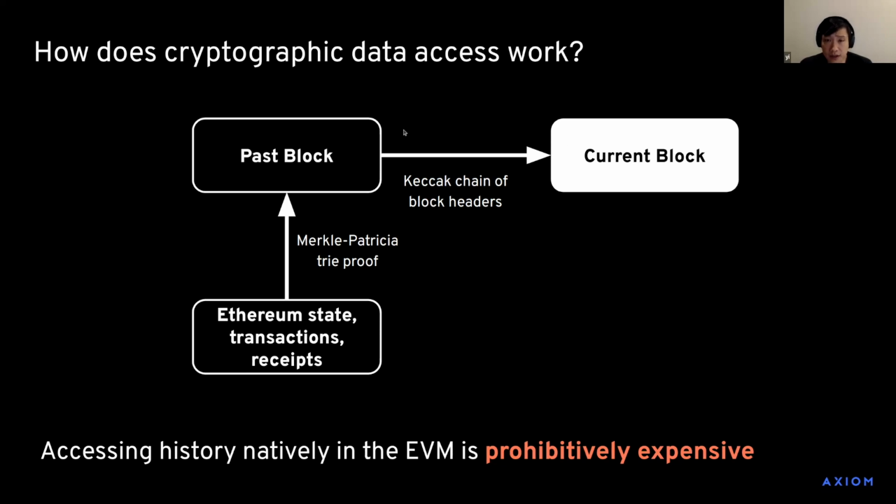The only problem is that it's extremely expensive to do in the EVM. You have to do 1 million Keccak hashes, and actually the Merkle proof is also pretty expensive. So the problem with this is just that doing this natively in the EVM is way too expensive.